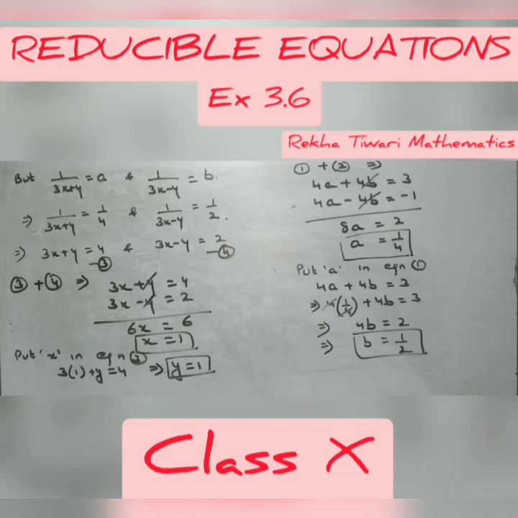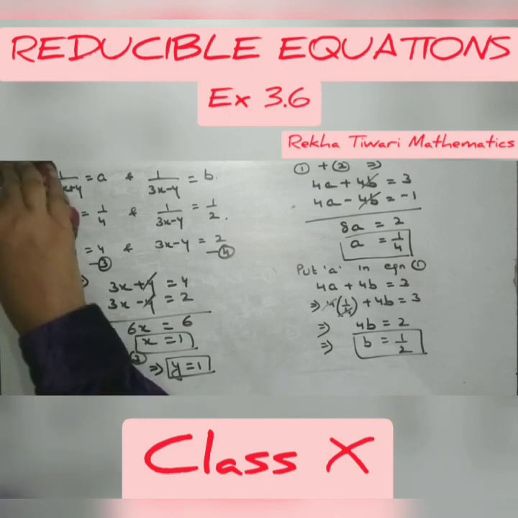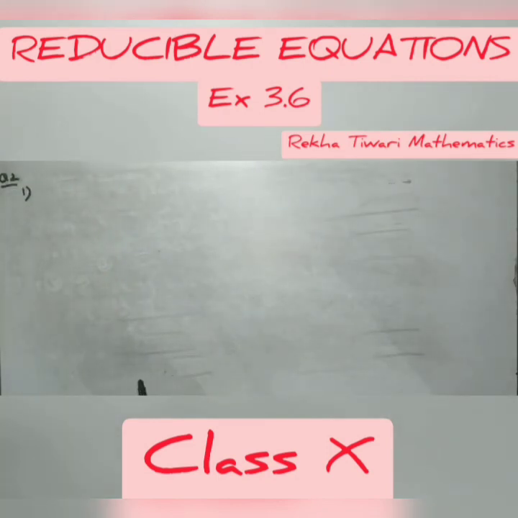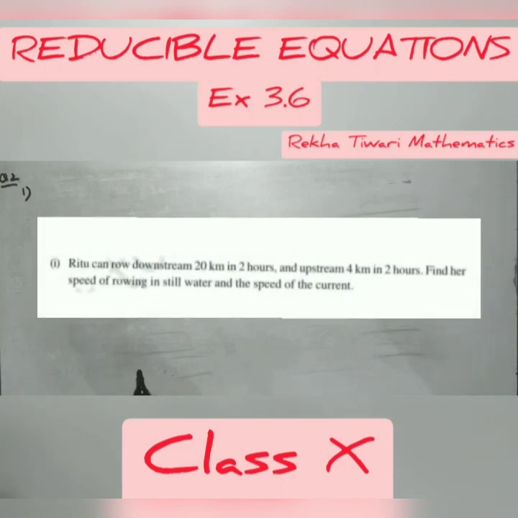Then some of the questions you have to eliminate 2 times. It depends upon the question. Now move to question number 2, the word problem. Question number 2, first part. Ritu can row downstream 20 km in 2 hours and upstream 4 km in 2 hours. Find her speed of rowing in still water and the speed of the current.